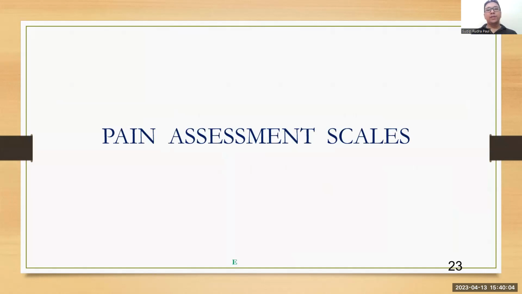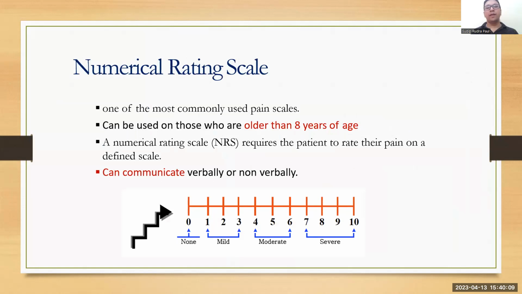Now, we will see some pain assessment scales. One is the numerical rating scale, where 0 to 10 is there, 0 is no pain, and 10 is the worst possible pain. According to that, the patient has to verbalize how much pain they are having. So we have to ask them, then explain the scale, and then the patient will tell you how much pain they are having.